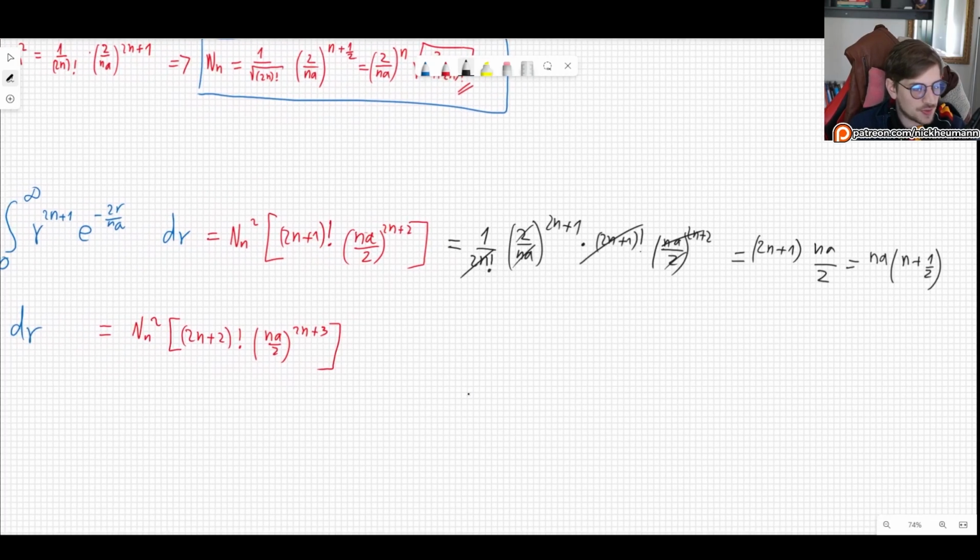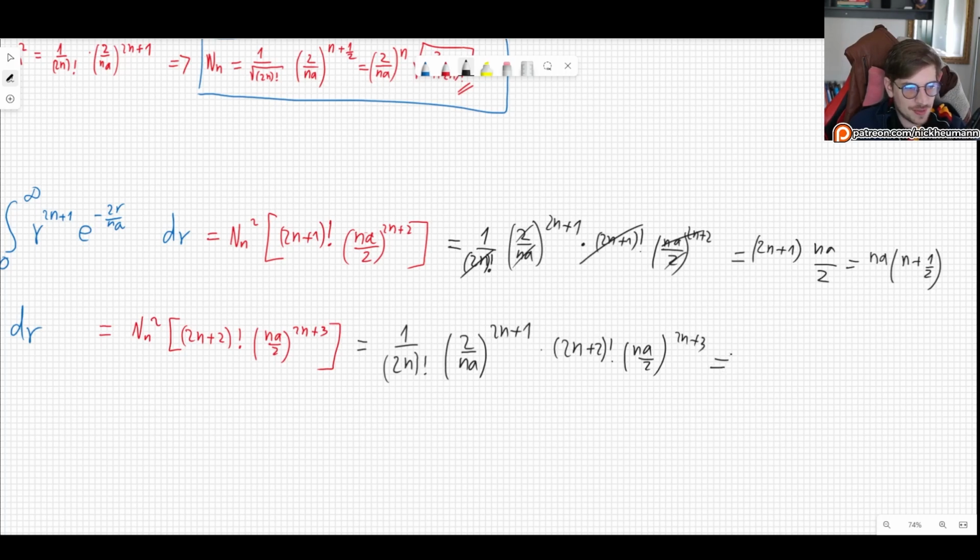Now we do the same procedure, but down here. So we plug in n squared. So in this case, we have, again, 2n factorial. I guess I should have put a parenthesis there to be more explicit, but then 2 over na, 2n plus 1. And now we multiply by this thing right here. So that's 2n plus 2 factorial na over 2n plus 3.